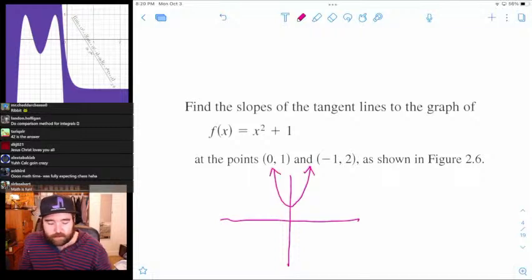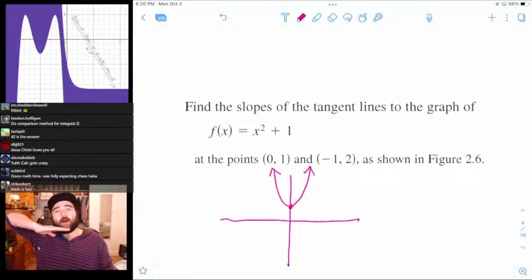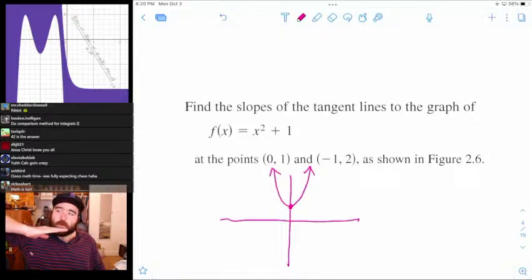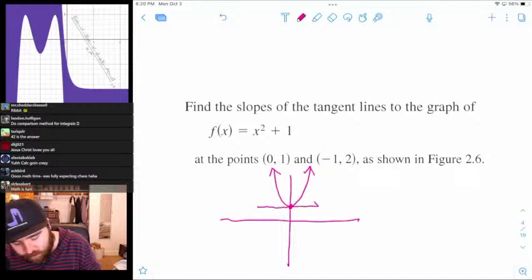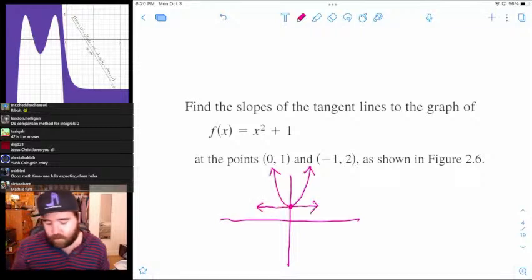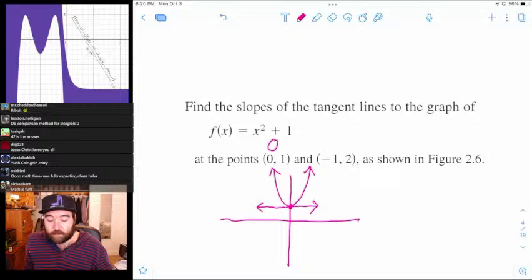So that actually helps us for the first one, because at the point (0, 1), if it's at the vertex, at the bottom of the parabola, we should really be able to see what that tangent line is. The tangent line is just going to be horizontal because it's at the bottom, right? And so what's the slope of that line? The slope of that line is 0. The slope of the tangent line at (0, 1) is just 0 because it's a horizontal line.